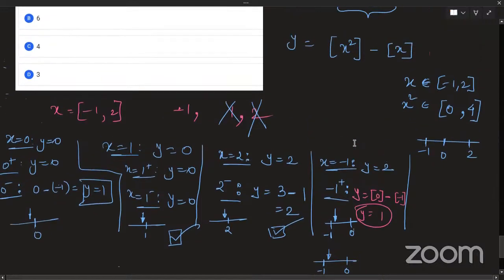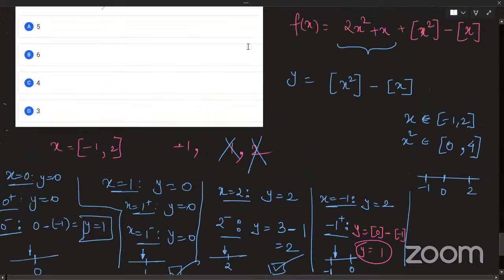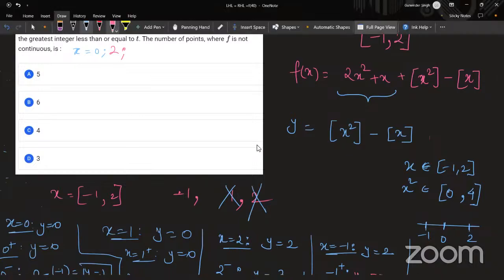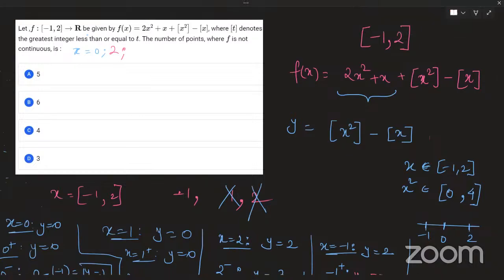So can you tell me at x is equal to 2, at x is equal to -1, is my value continuous or discontinuous? Discontinuous. Great. So x is equal to 2, I got my other point. Now we have completed those points where GIF of x, we wanted that to be an integer.